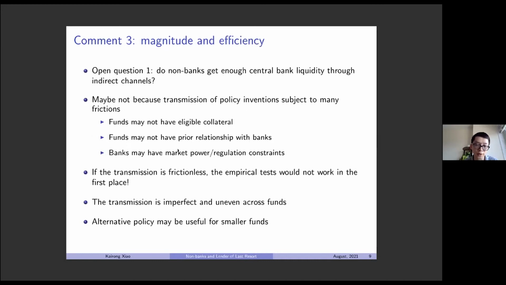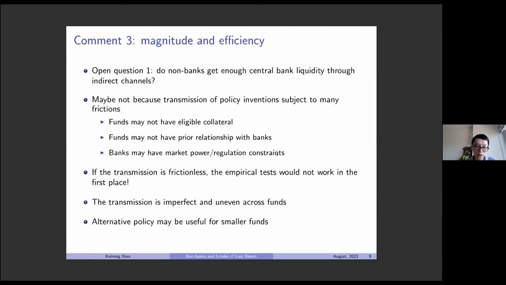So what are the open questions? Firstly, do funds actually get enough liquidity through this indirect channel? Based on Ralf's presentation, we know that the direct channel has some frictions, but the indirect channel through banks or through asset purchases also has some issues. The funds may not have eligible collateral or assets that can benefit from the central bank asset purchases or those indirect channels through banks. Funds may also not have prior relationships with banks. And even if they do, banks may have market power or regulatory constraints, so that this transmission is imperfect.